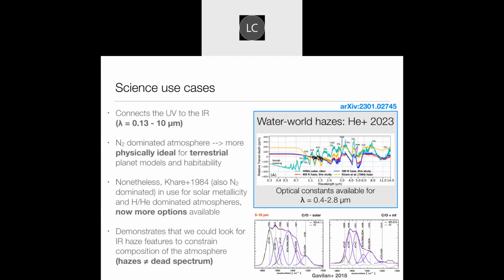And in particular, it demonstrates that we can really look for infrared haze features to constrain the composition of the atmosphere. So even if you have hazes, you're not going to have a dead spectrum. And then I would just like to point out that this is actually one of several new opacities coming out. There are some new hazes out from the Hearst lab that give us optical constants for the JWST wavelengths as well. And they get similar sorts of profiles and a few interesting features in the infrared as well.